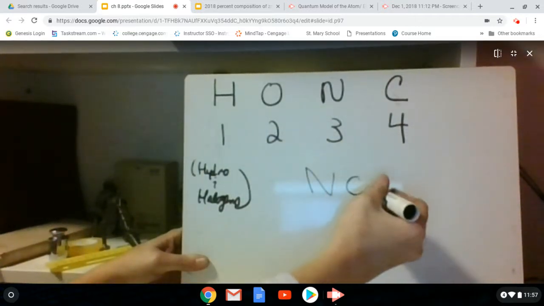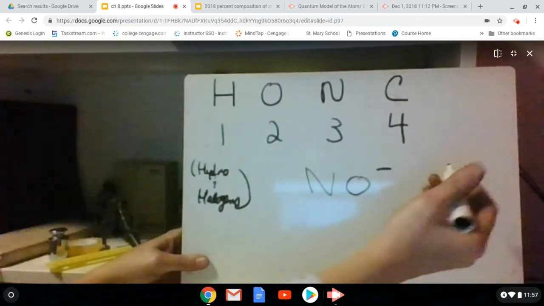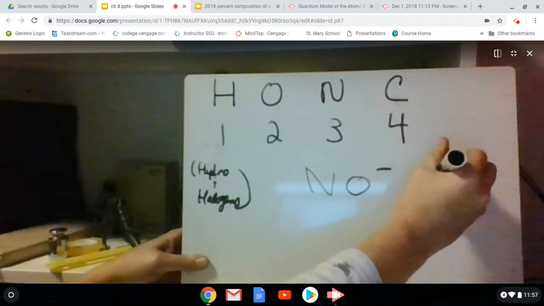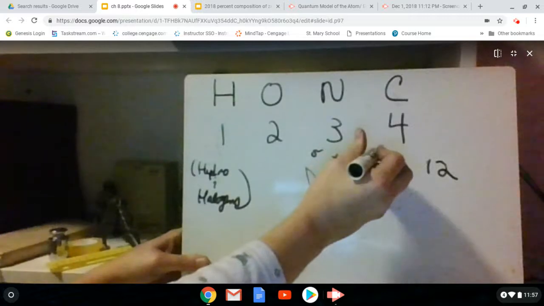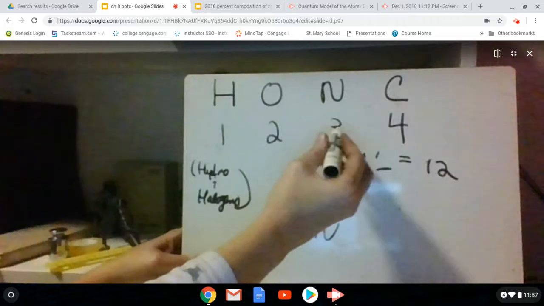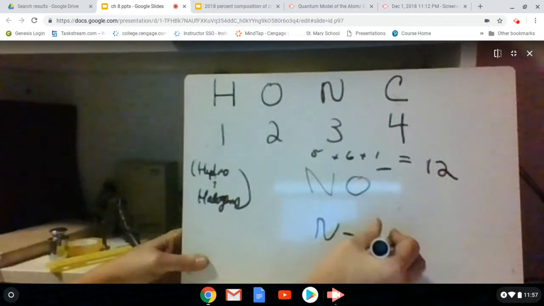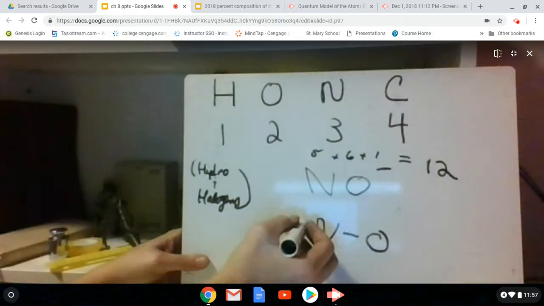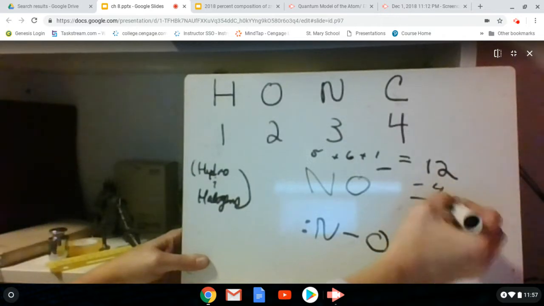NO minus. Ho, ho, ho. Now what? All right, so we've got 5 and we've got 6 plus 1 electron. So it's 12 total. 5 plus 6 plus 1. So we've got our nitrogen that can make 3 bonds and our oxygen that can make 2 bonds. So let's give them 1 bond right off the bat. Let's give our nitrogen 2 electrons. So that's going to give us 8 left to arrange.